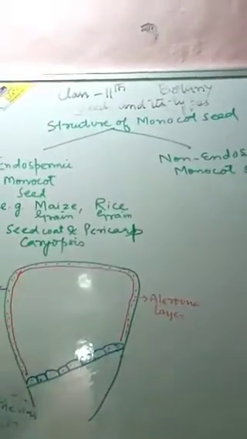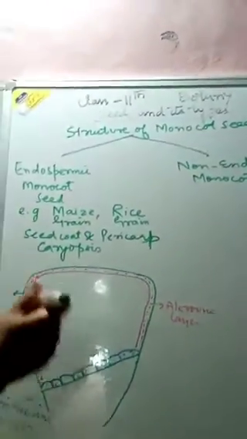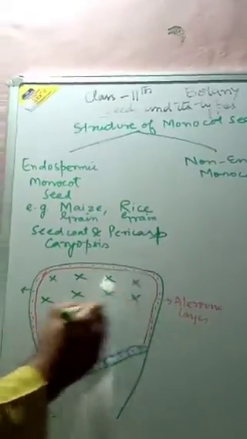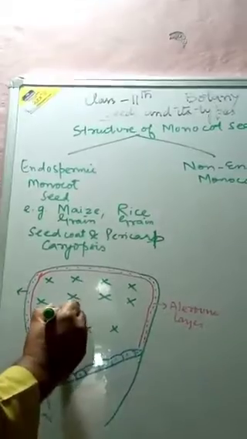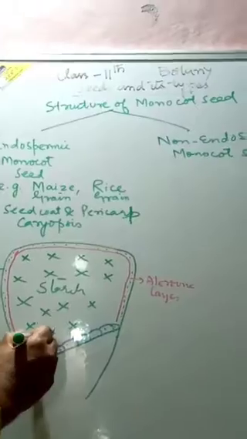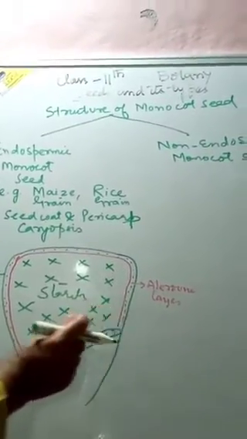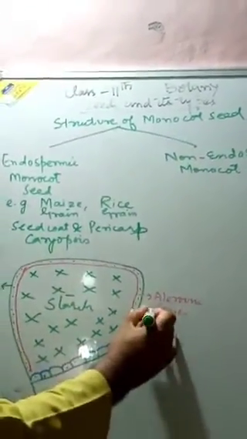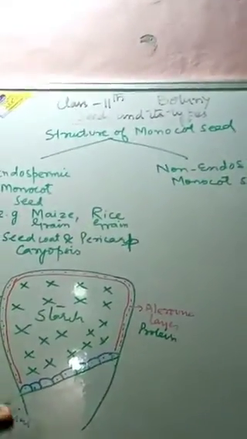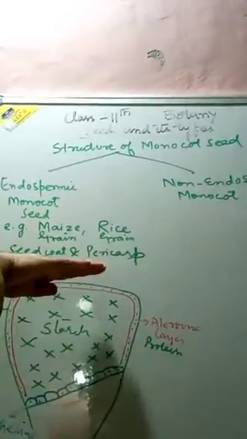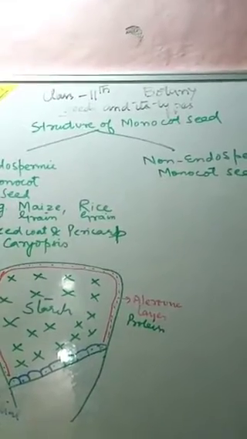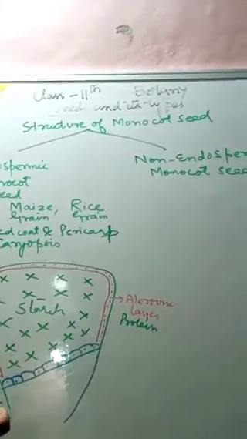And in the middle, what do we see? This dotted structure, what I have made as crosses, is the starch. So in case of maize, we have two reserve food materials: one is protein, second is starch. Now this is the endosperm part, which is the bigger part. This smaller part is mainly the embryo.